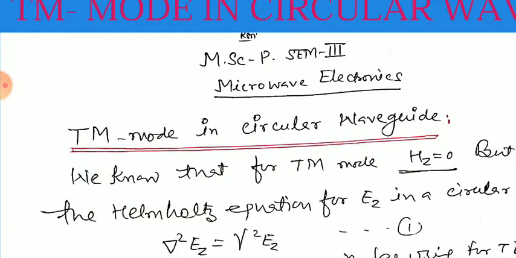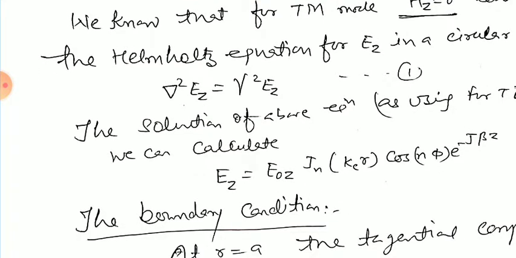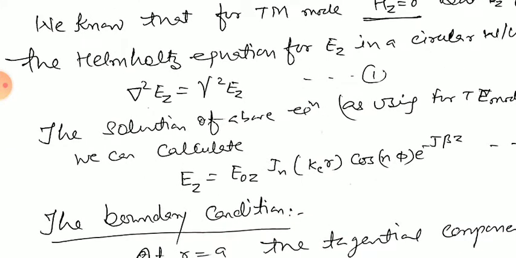And for this case, the Helmholtz equation for the Ez can be written del square Ez equal to gamma square Ez. Solution of the equation is as we have calculated for the TE mode. We can write Ez equal to E0z Jn the function of KCR cos n phi e raised to power minus j beta z. Means there are three components which are related with the r, phi and z.